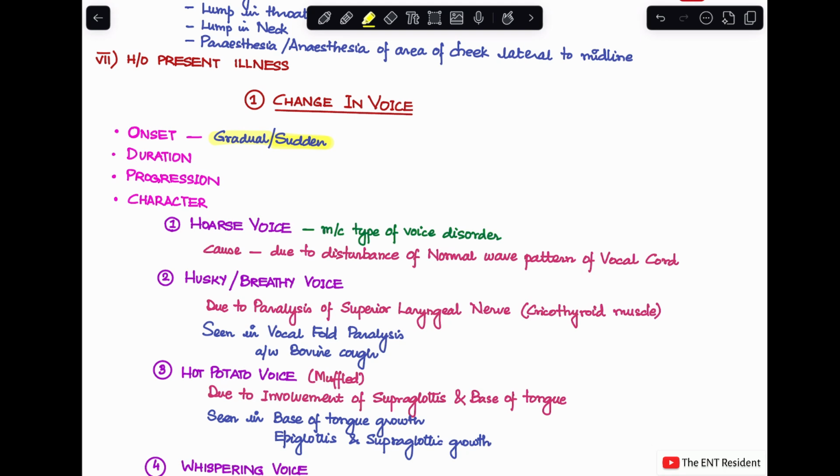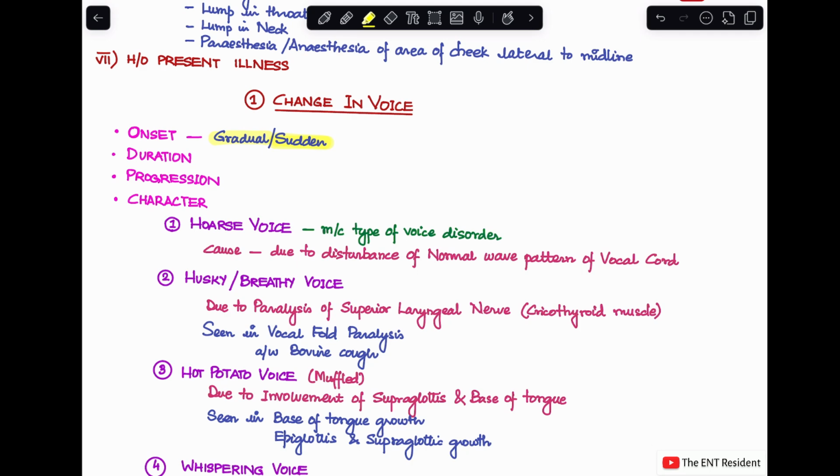And then a very important part is to know what is the character in this change in voice. There can be a lot of different types of voice changes. So I'll tell you a few of those voice changes that you may encounter and small examples of what it might be. So the most common type of change in voice that you face is a hoarse voice.